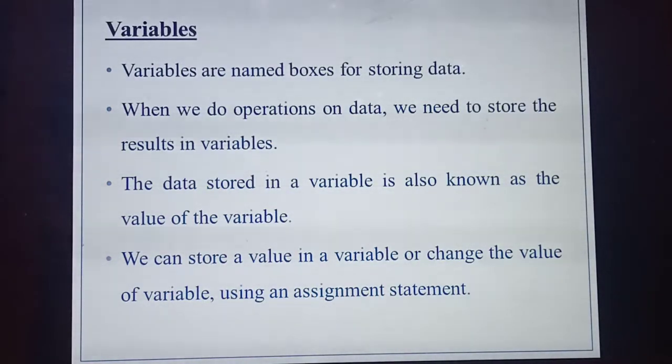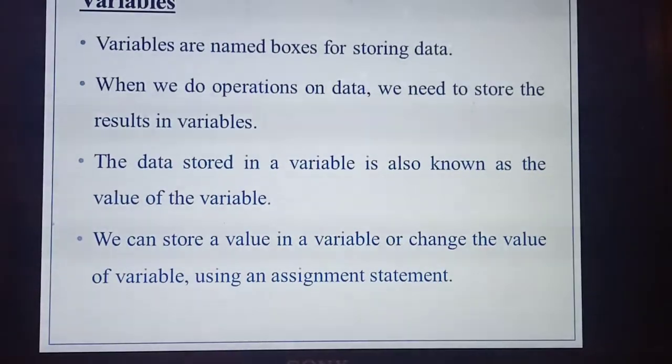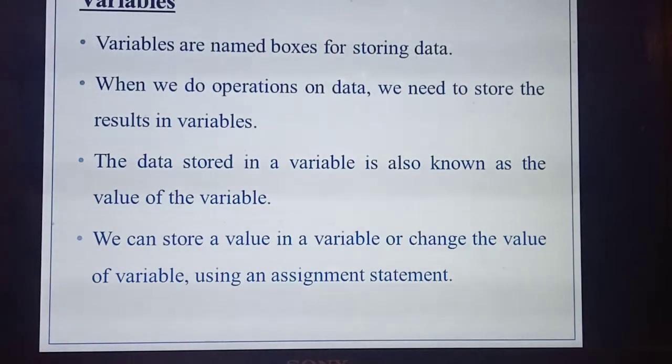For example, A equal to 5. What's the value? What do you mean by values? I said A equal to 5, so 5 is the value and A is the variable. The data is stored in the variable. For A equal to 5, what's the data you are storing in the variable A? 5, isn't it? So we call that the value of the variable. Understood, students? A is the variable and 5 is the value of the variable.